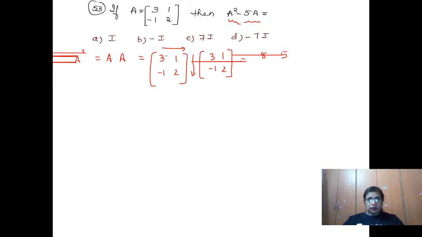Next, we have the second row with the first column: minus 3 minus 2. So how much is that? Minus 5. Next, second row with the second column: minus 1 plus 4. 4 minus 1 is 3. So therefore, this is my answer. Okay, so that is the A square answer, which I have kept ready. Now what do I want in the question? In the question, I want A square minus 5 into A.